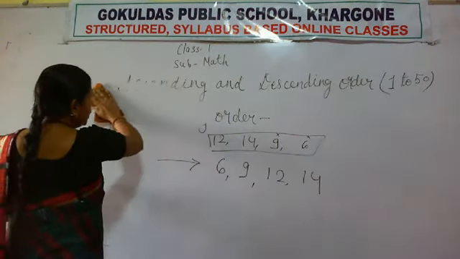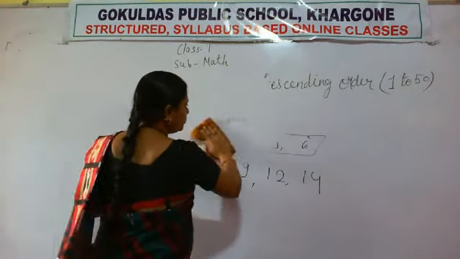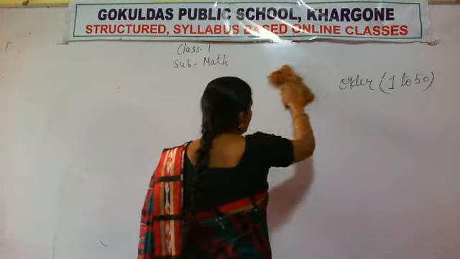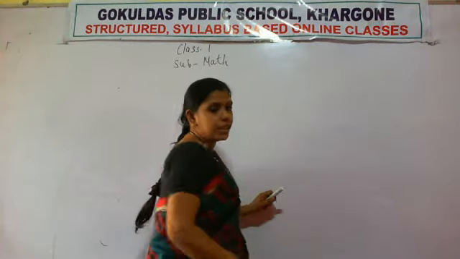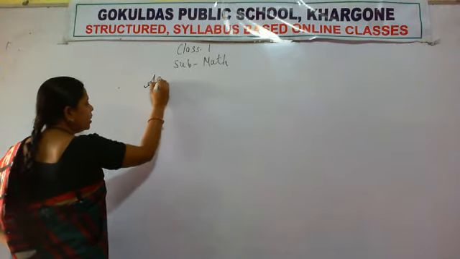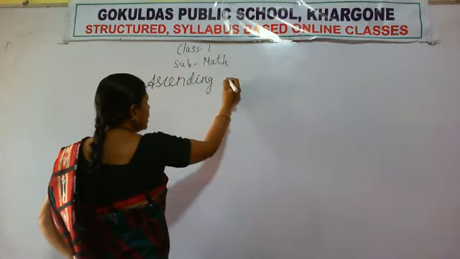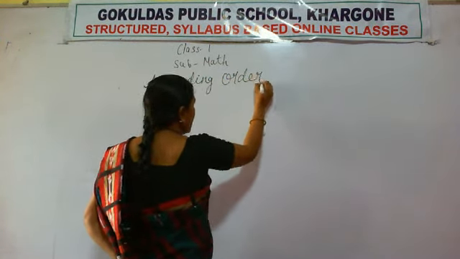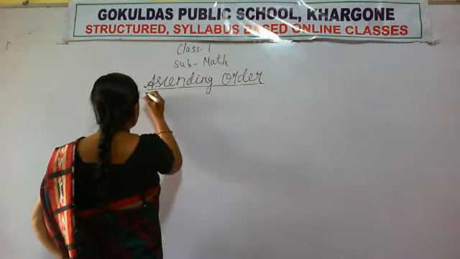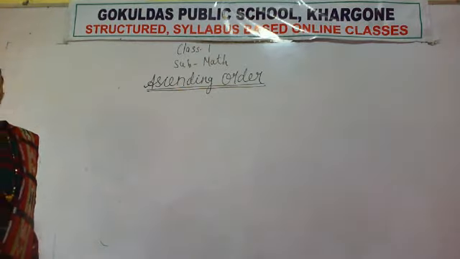First we will write the definition. What we are writing first is the definition of ascending order. All of you have written the main heading, ascending and descending order up to 1 to 50. Now write here ascending order. A-S-C-E-N-D-I-N-G, ascending order. O-R-D-E-R. And if you have a scale, you just underline like this. Ascending order.